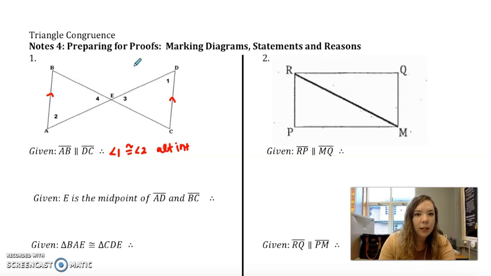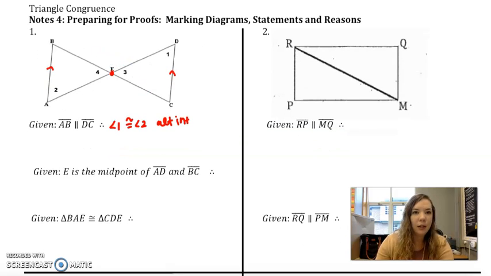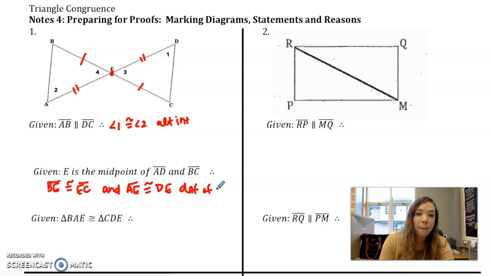Given E is the midpoint of AD and BC, so these would be like your starting points for proofs. We're not doing a full proof right now. If E is the midpoint of AD and BC, and I think these are all separate thoughts here, then we could say that BE is congruent to CE and AE is congruent to DE. That might come in handy for our triangle congruency because then you could say some sides are congruent. So let's say BE is congruent to EC and AE is congruent to DE, and we would say that's by definition of midpoint.